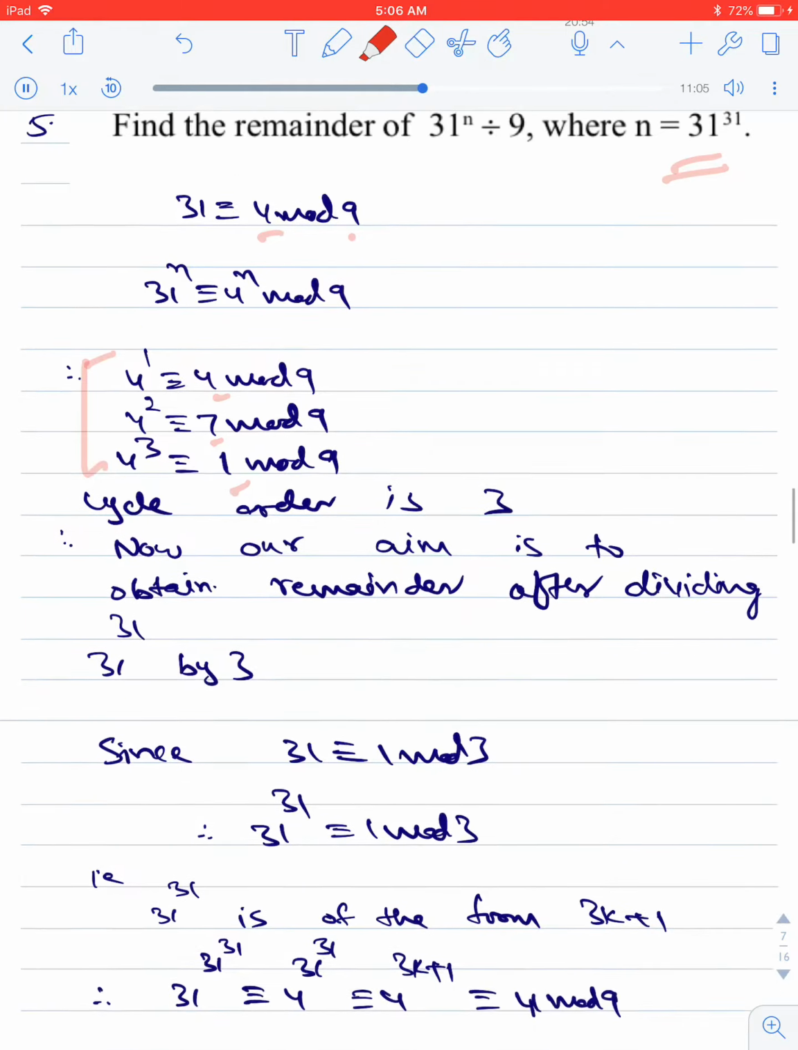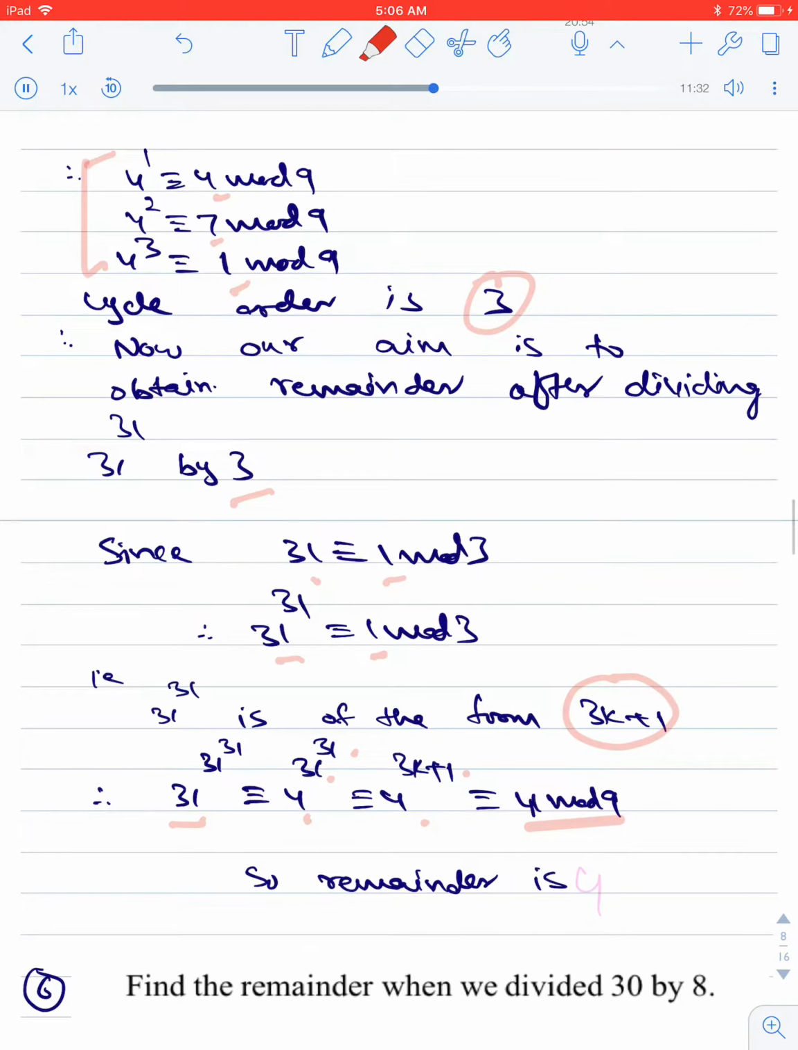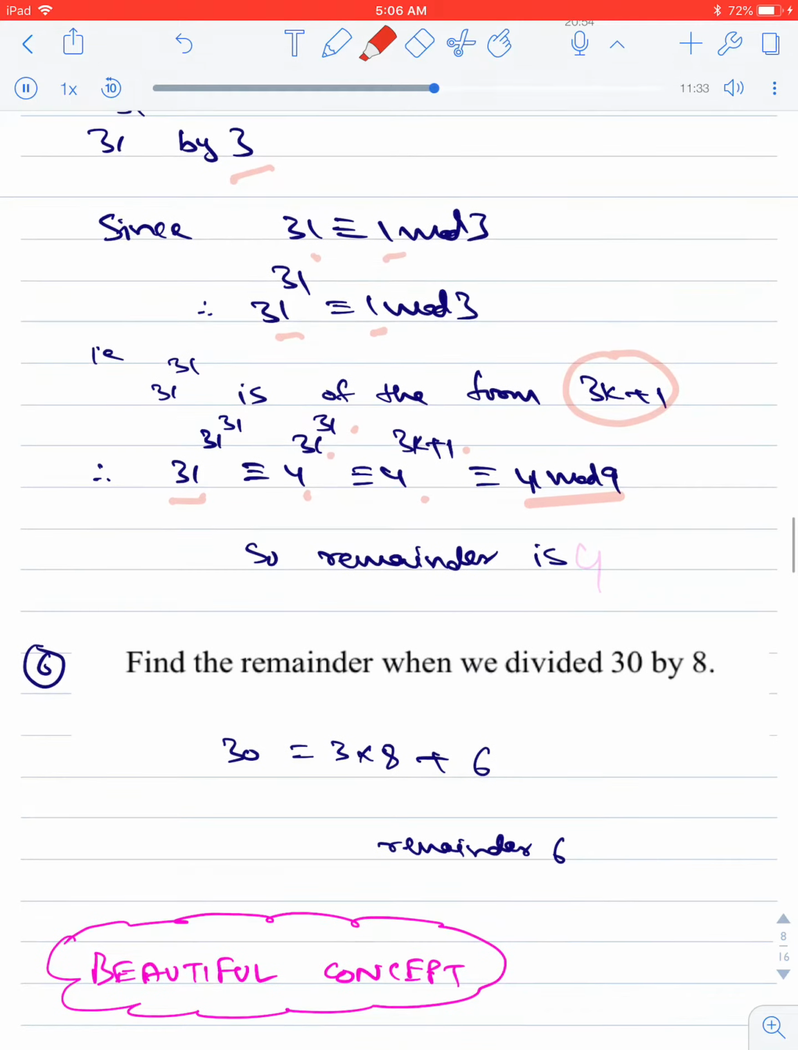Now our aim is to obtain the remainder after dividing by 3. So 31 is congruent to 1 mod 3. Raising both the sides as 31, we get 31 raised to power 31 is congruent to 1 mod 3. Now that is 31 raised to power 31 is of the form 3k plus 1. So 31 raised to power 31 raised to power 31 is congruent to 4 raised to power 31 raised to power 31, which is of the form 4 raised to power 3k plus 1, which leaves the remainder 4 after dividing by 9. Net answer is 4. Sorry.